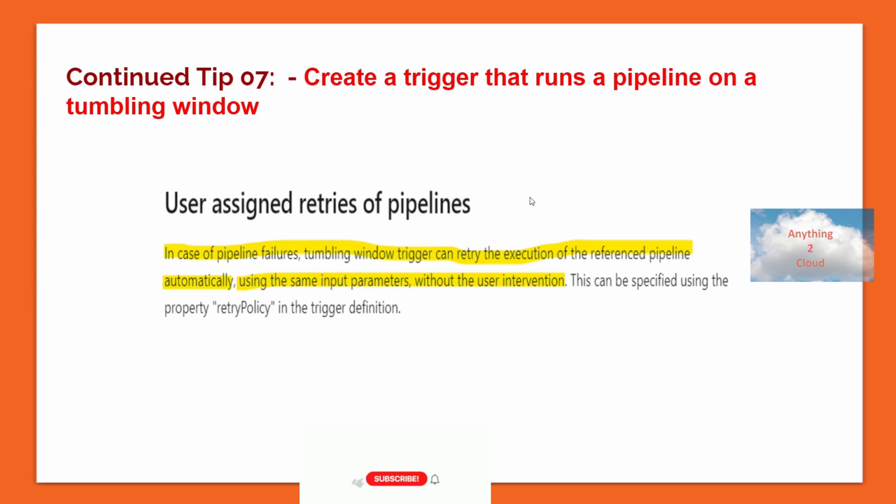Another advantage of this tumbling window trigger is that in case of pipeline failures, the trigger can retry the execution of the referenced pipeline automatically, using the same input parameters, without user intervention. This can be specified using the retry policy property in the trigger definition. If you see the tumbling window trigger options, there is something called advanced. If you go into the advanced option, you will find this retry option. There you can provide values for how often you want to retry this trigger in case of any failures. So that's another advantage: in case of any failure, the tumbling window trigger can automatically re-trigger the pipelines.